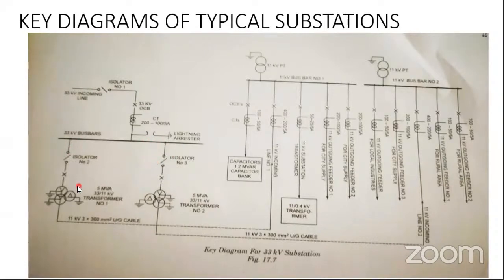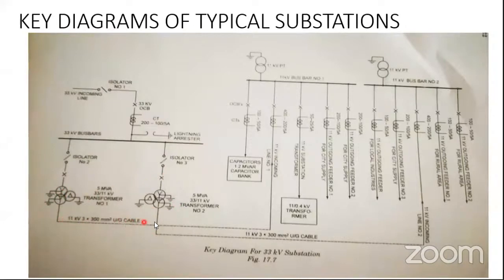Where are they going? They are going to two transformers. What are those transformers doing? The transformers are stepping down the 33 kV to 11 kV. So transformer number one, transformer number two. Of course, in between the bus bar and the transformer, we have an isolator and circuit breaker. After the transformer, the lines are 11 kV lines.